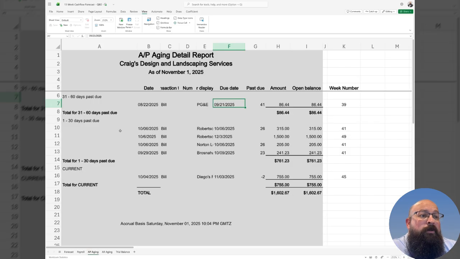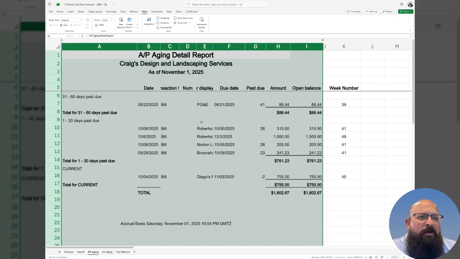These next three are all going to be reports that are generated from QuickBooks. So the AP aging detail report is basically the detail of all the invoices you owe to your vendors, and it's going to tell us when they're due. We're going to use that date to calculate what week number they're due in. And this report, you can export in Excel format and then paste the data into the columns here in the gray area.